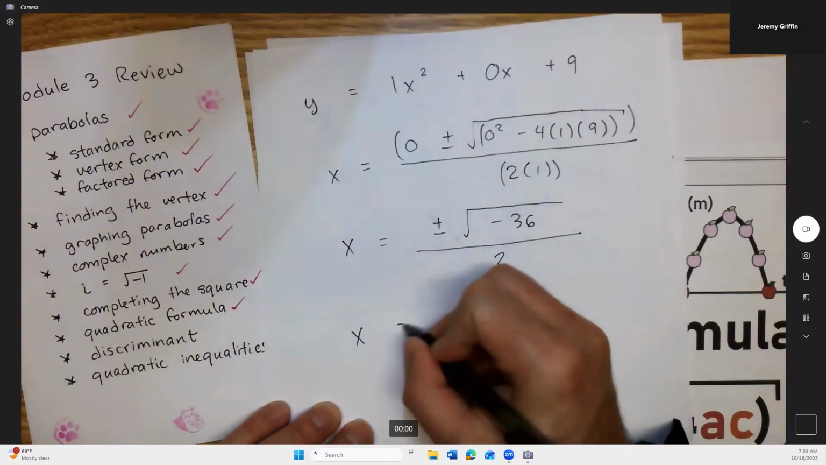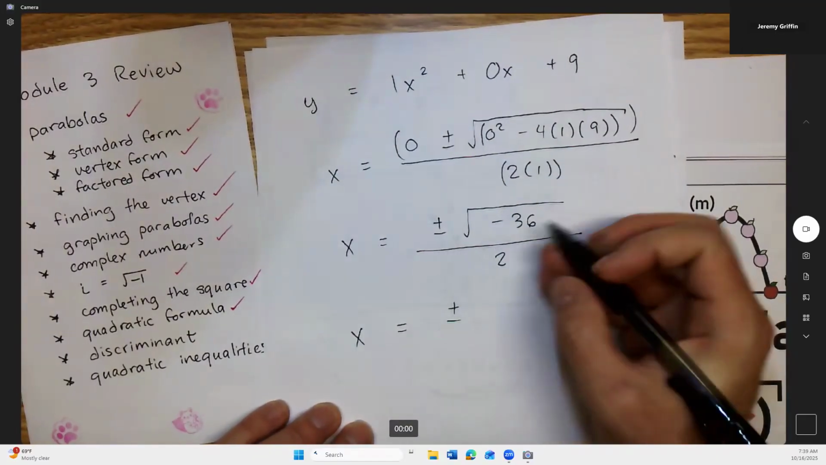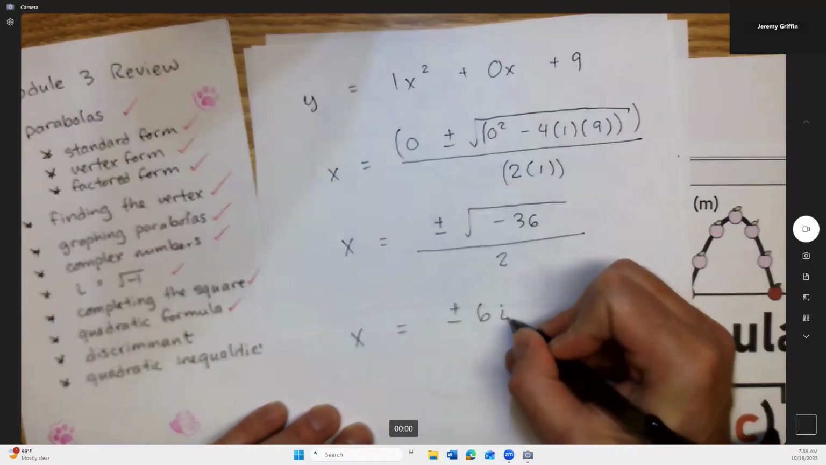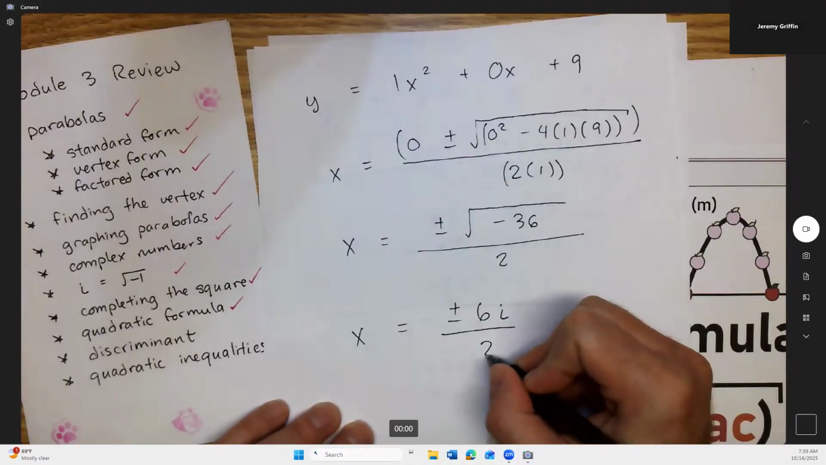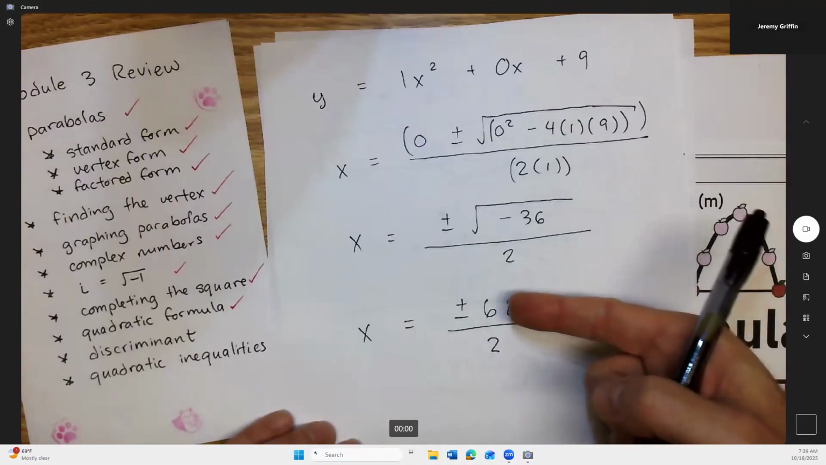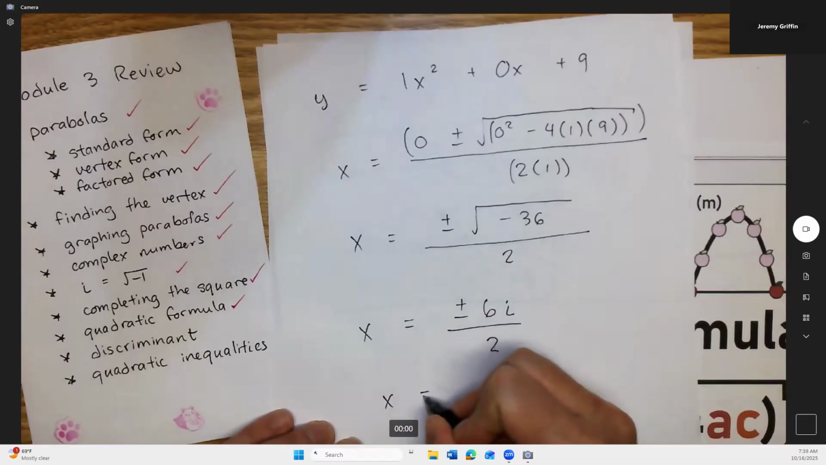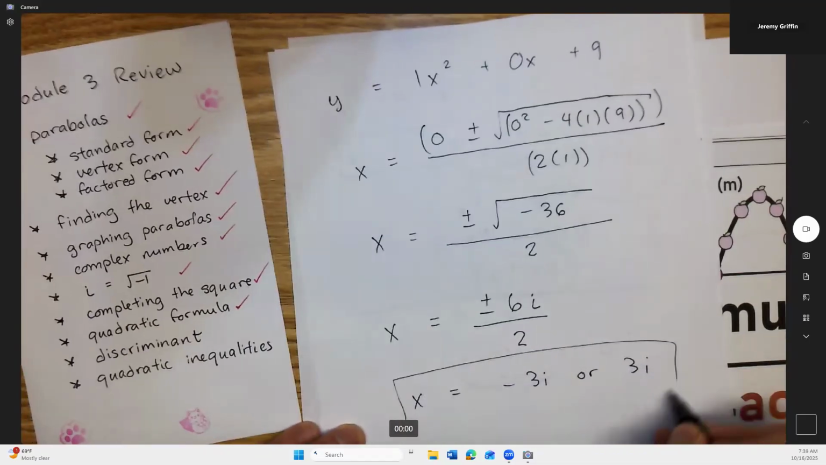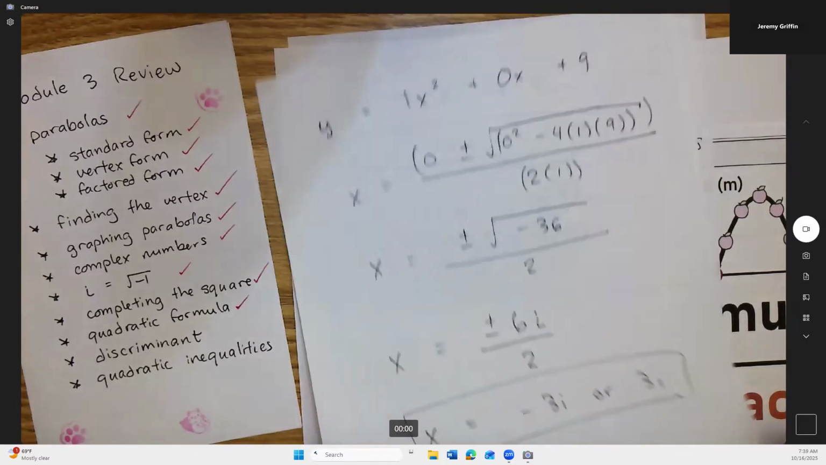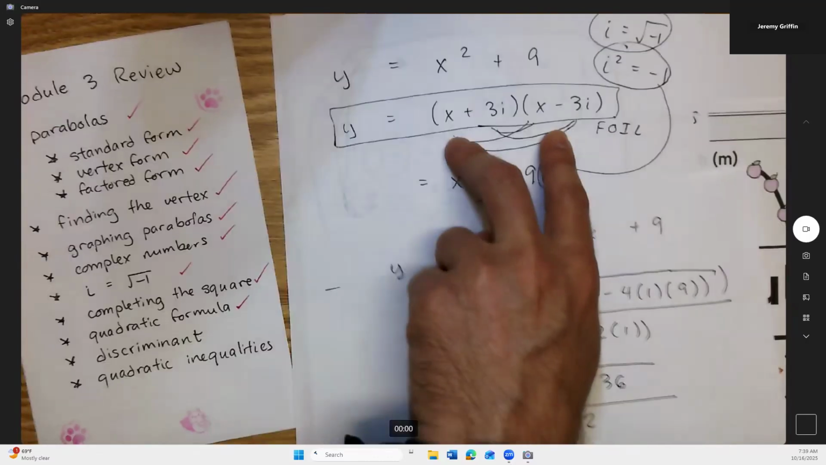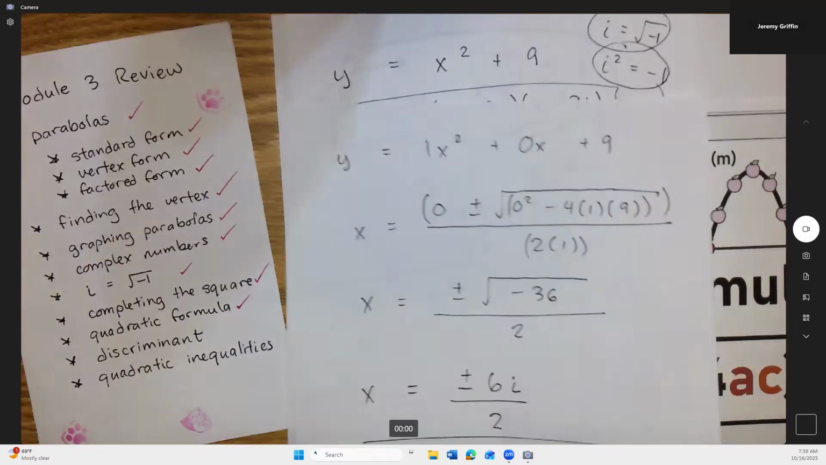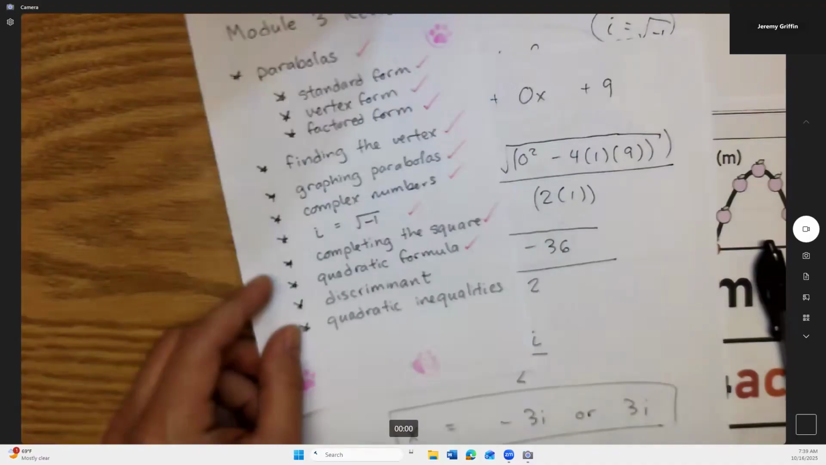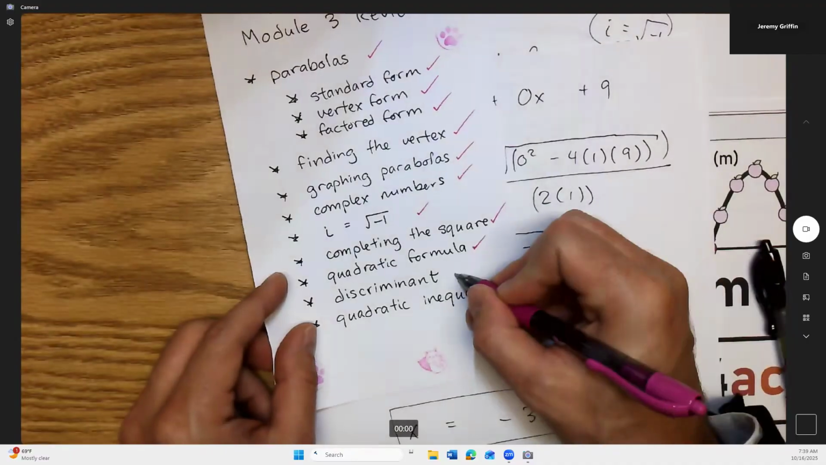Yay. So that's x equals, I still have the plus or minus. Root 36 is 6, and the root of negative 1 is i. This whole thing is divided by 2. So plus or minus gives me two answers. 6 over 2 is 3. So x could be negative 3i or positive 3i. Which is what you would have gotten out of factored form anyway, because there's factored form, and if you set that equal to 0, you would reach the same conclusion. It's the same thing. Just like that. All right, so yeah, discriminant check.